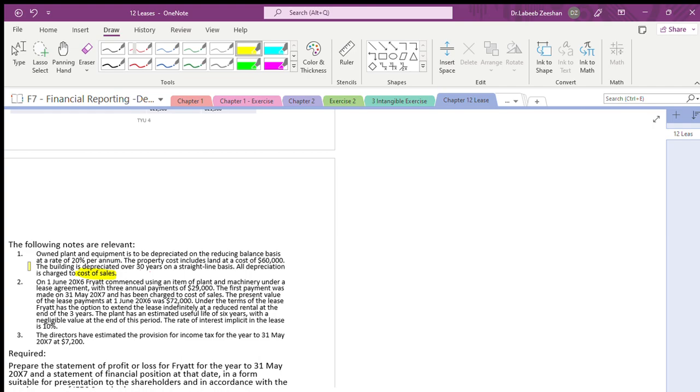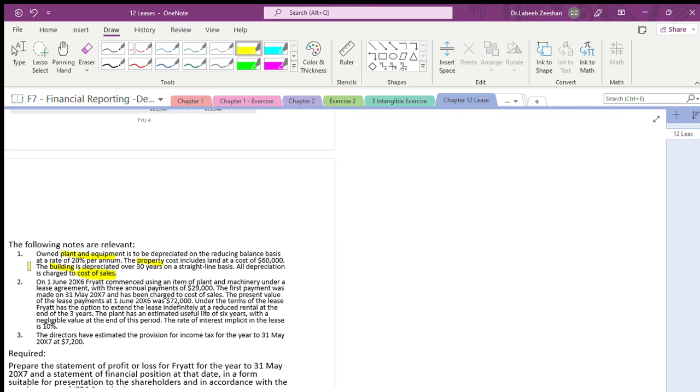What are the things? You have plant and equipment, you have property, you have buildings. There are three types of assets. Property is there, plant and buildings is there.